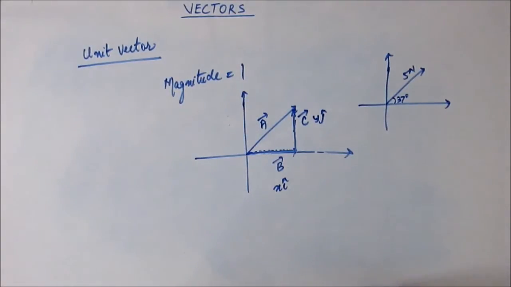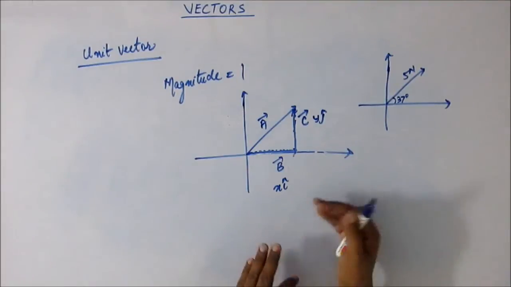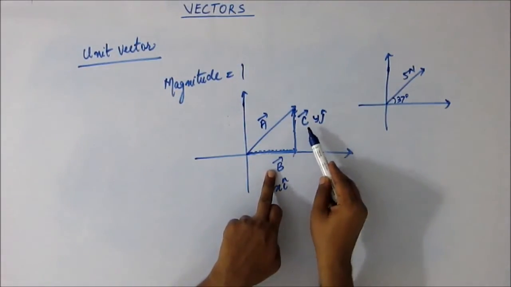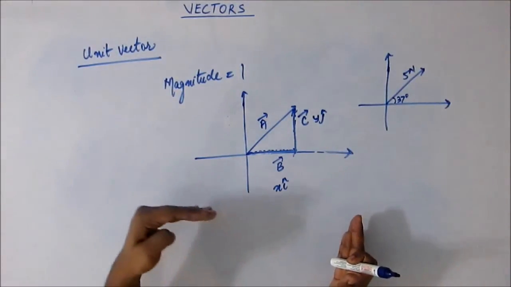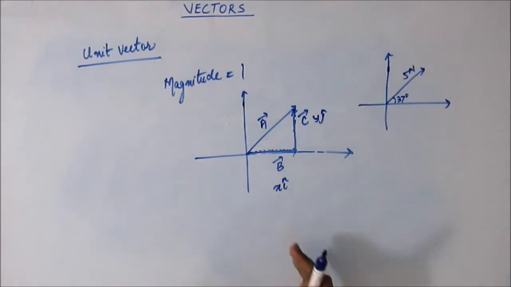Now I'm using it for the first time and we'll be using this term very often. Now this vector, just now we discussed, can be broken into b vector plus c vector. Now b vector is called x component because it is lying along x-axis, and c vector is called y component because it is lying along y-axis.